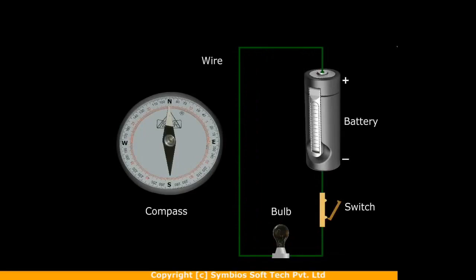So in this experiment, when the switch is on, the compass needle got deflected, and when the switch is off, the compass needle again comes back to its initial position. From this experiment, what we can conclude is electric current produces a magnetic effect. We have already seen that current flowing through a conductor will also produce a magnetic field.